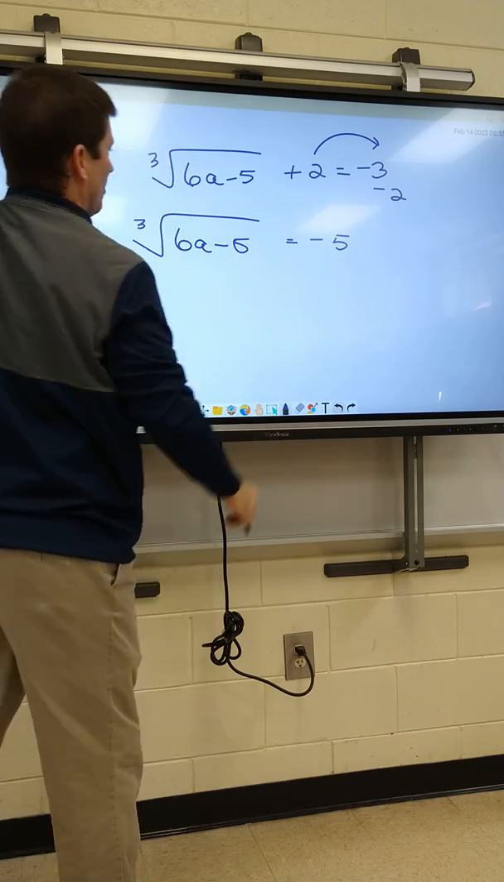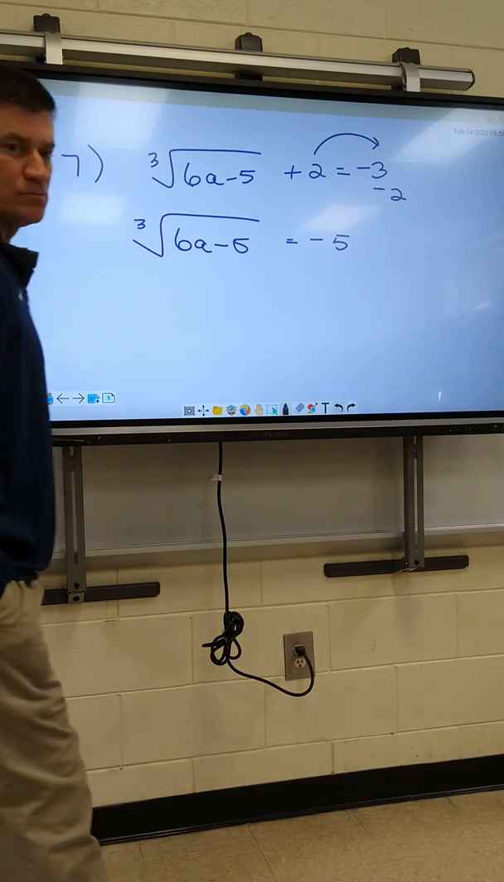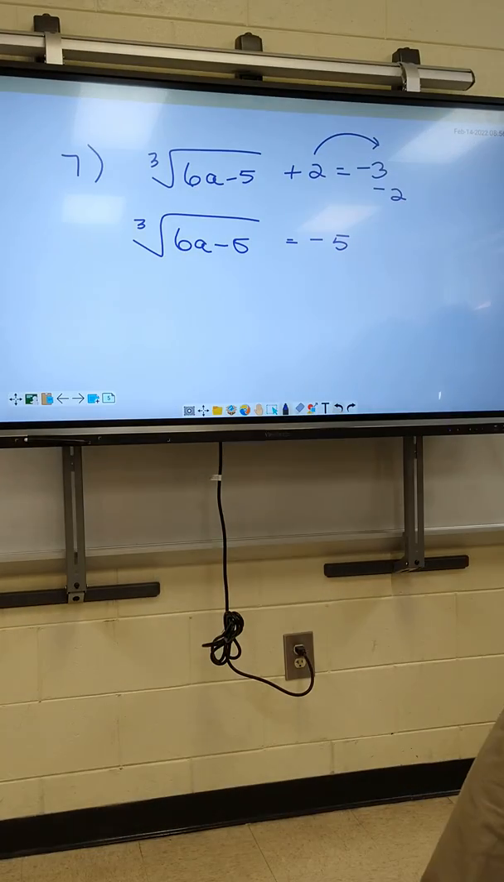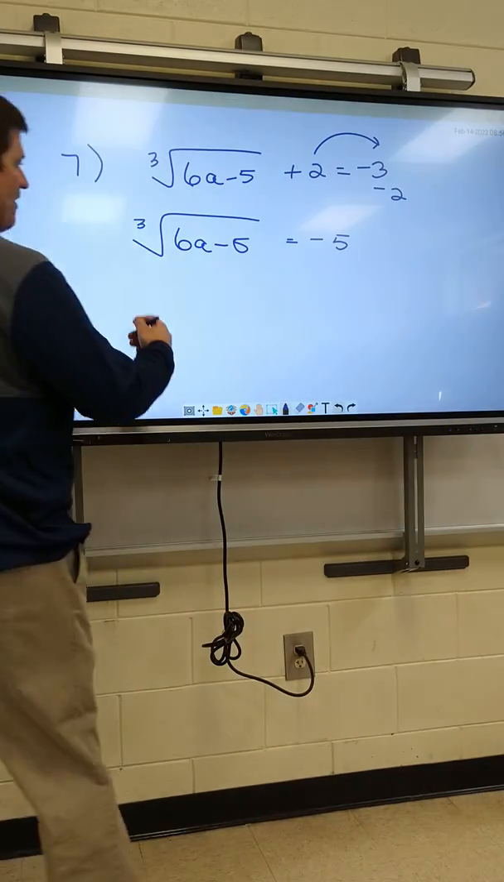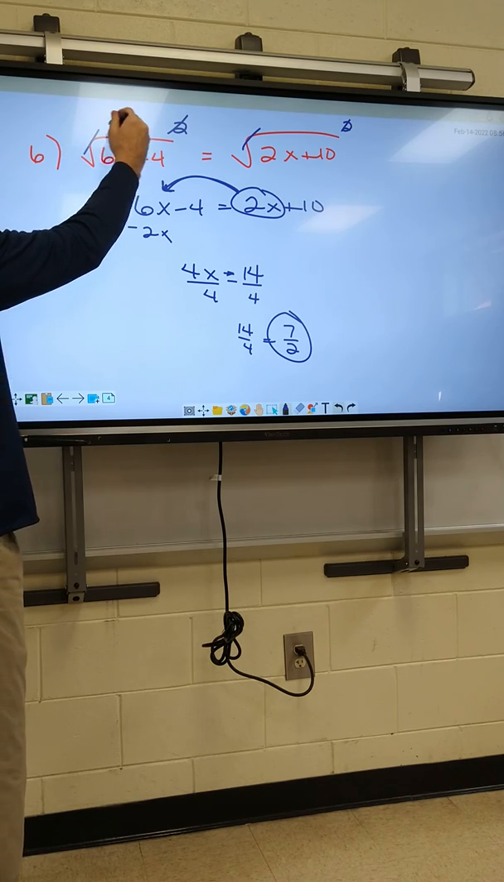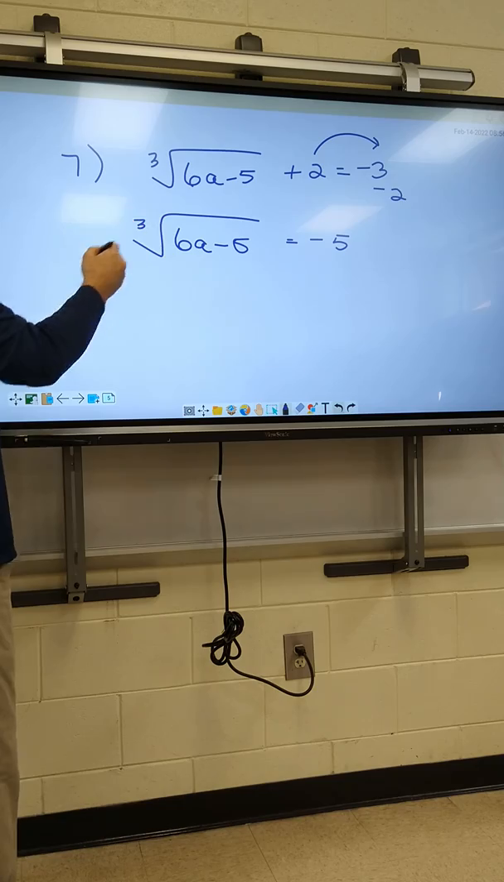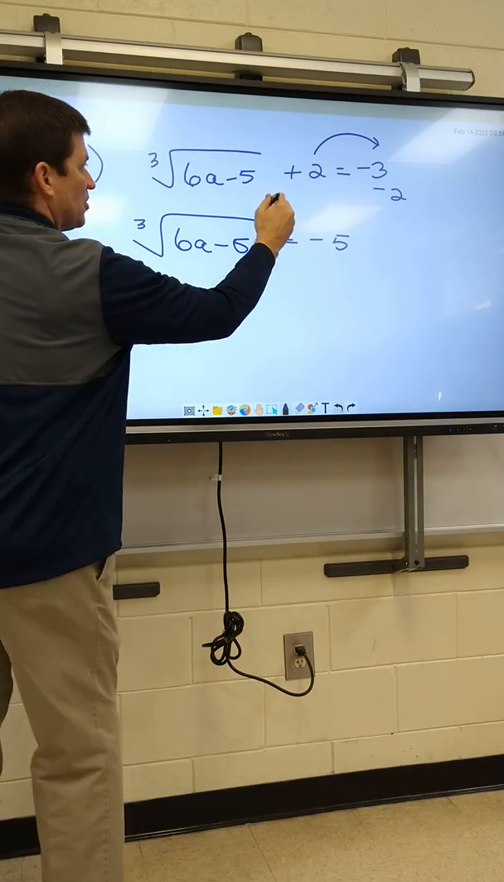All right, so this is what we got. We'll let Adam write that down. This is number 7. Okay. All right, next step. We have to get rid of the root symbol. But look back at number 6. I had square roots here, so I squared both sides. All right? Now we have a cube root, so you've got to cube both sides.